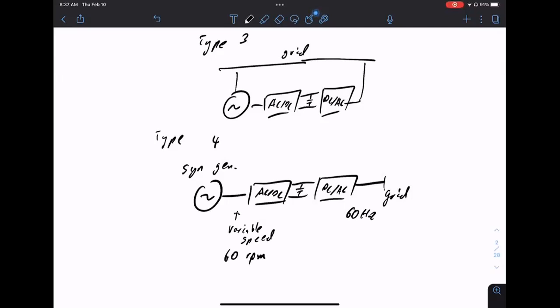Again, this is whatever the wind speed is. It's determined by wind speed. You don't need a gearbox. Currently almost all new turbines are this type, where you don't need a gearbox, and your main power conversion comes from these power electronic boxes.